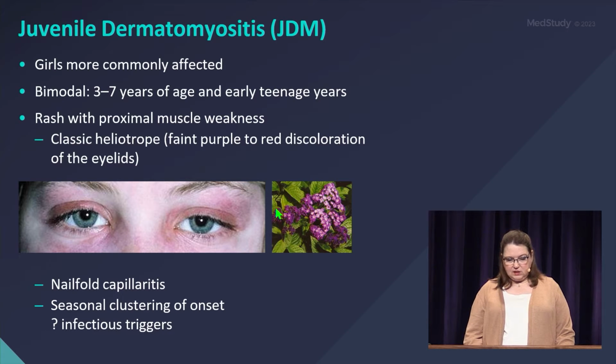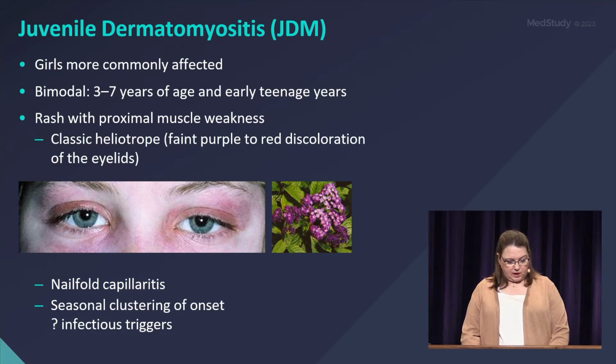The classic heliotrope rash is the dark circles you see under the eyelids. That same color you're going to see above the eyelids. It's supposedly kind of purplish, but it can be difficult to tell. You see nailfold capillary expansion because you've had death of the capillaries and the remaining ones are larger than usual. You can see a seasonal clustering. You can see a geographic clustering. We don't know why.